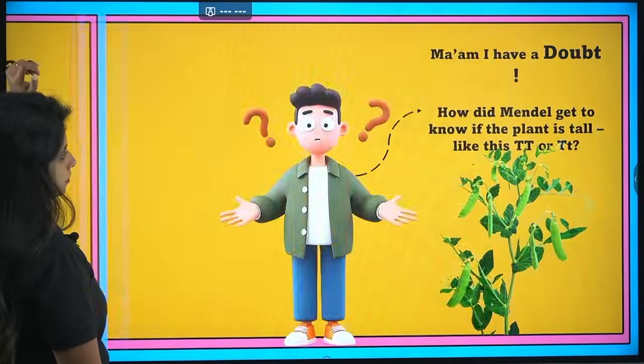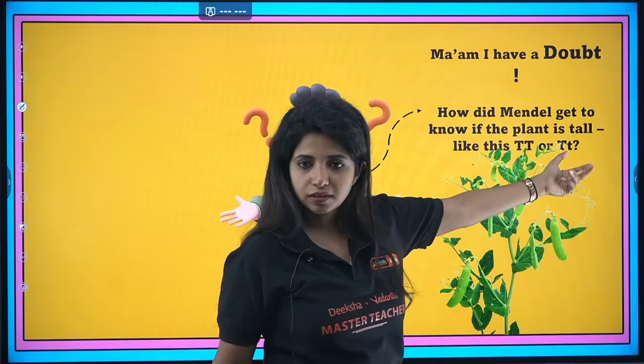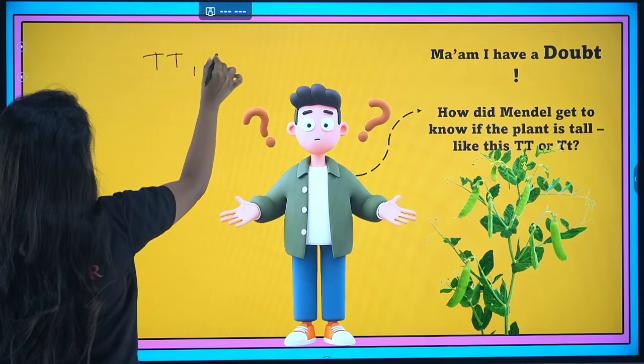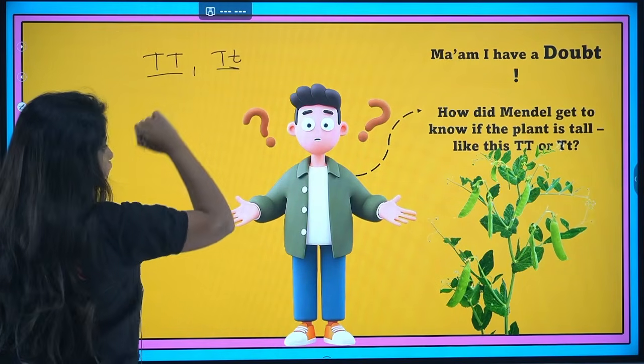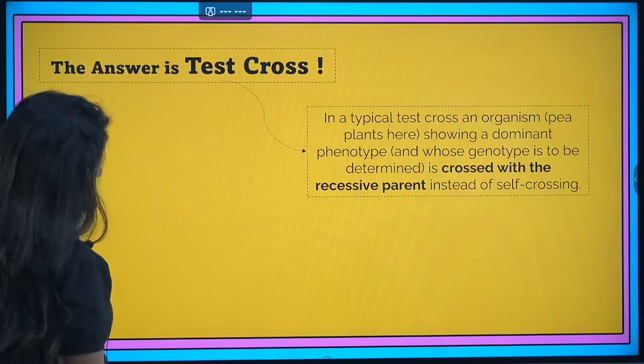Okay, done. Fine. Ma'am, I have a doubt. Okay, how did Mendel get to know if the plant is tall like this or this? Fair question. If you see a plant, how can you tell that it is homozygous tall or heterozygous tall? Fair question, right? So my dear Papu asked me this question, which is why I need to answer it.